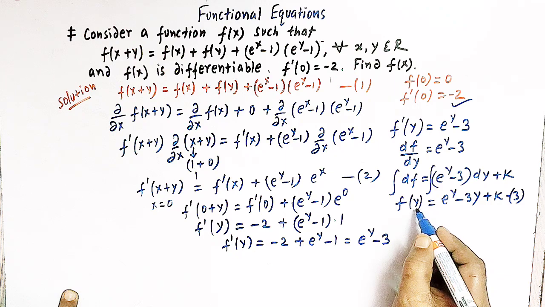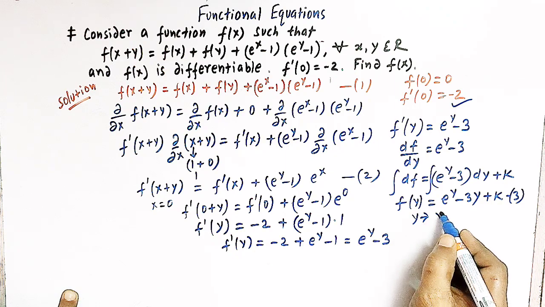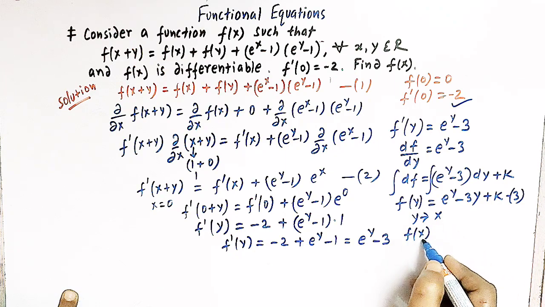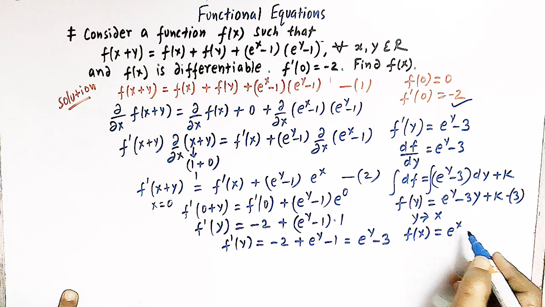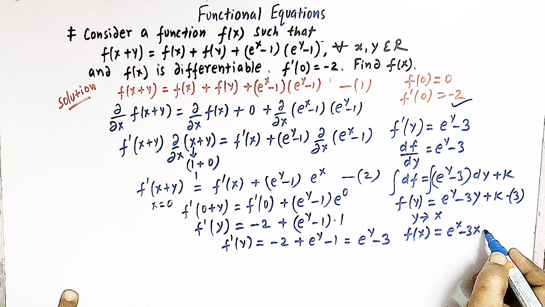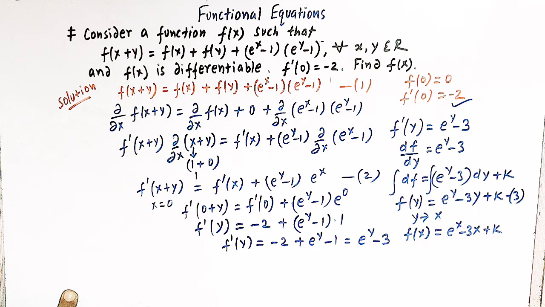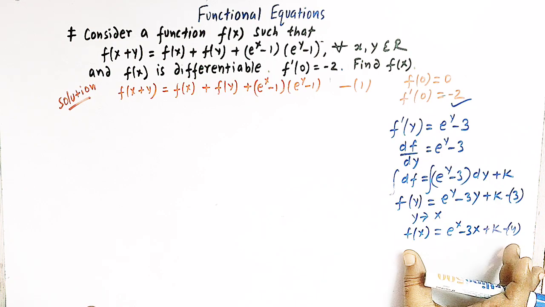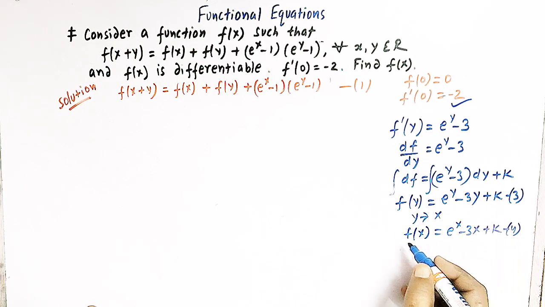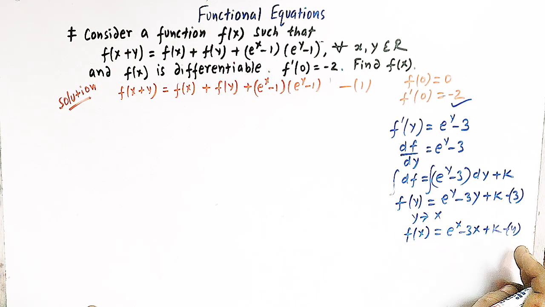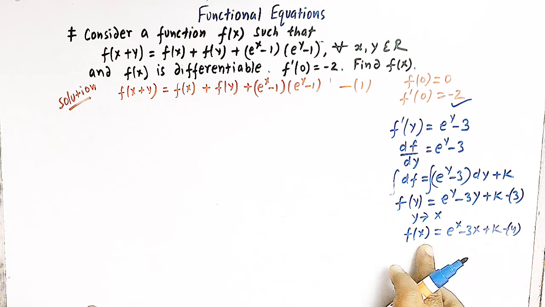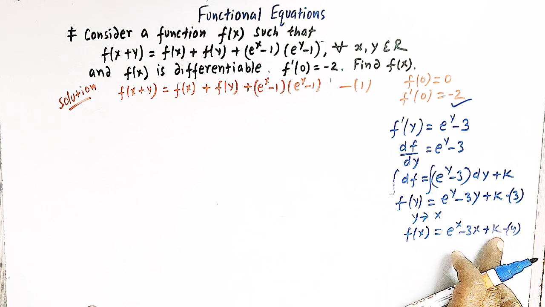So let us replace this y by x. So we have now f of x is equal to e raised to x minus 3x plus k, right? And this is our equation 4. So now we have obtained the form of the function as equation number 4, right? And now we need to find out the constant of integration k.